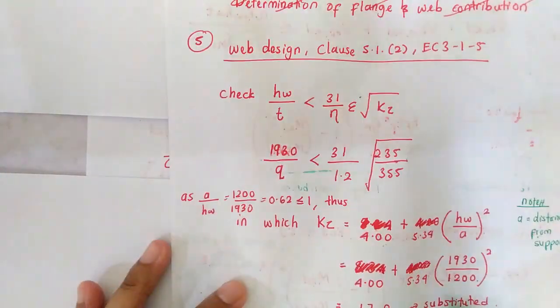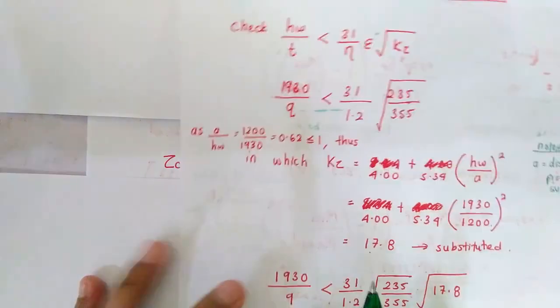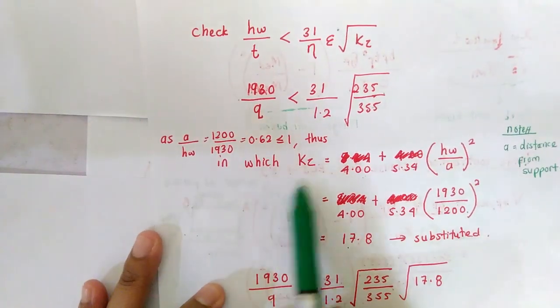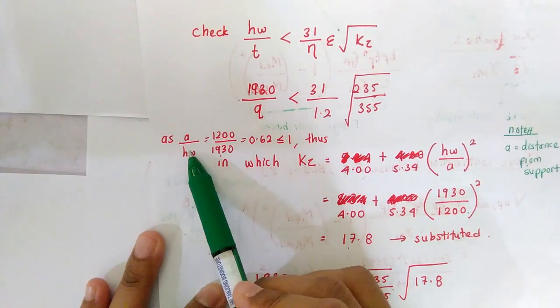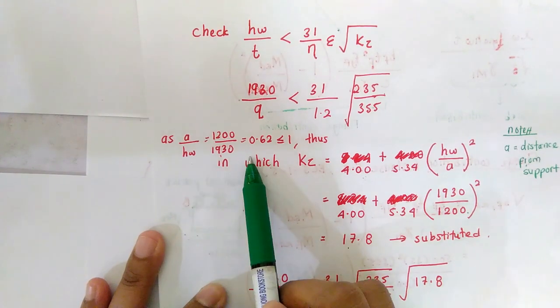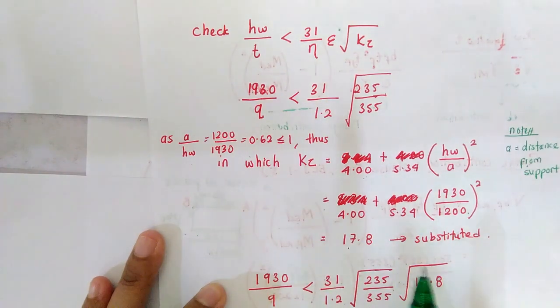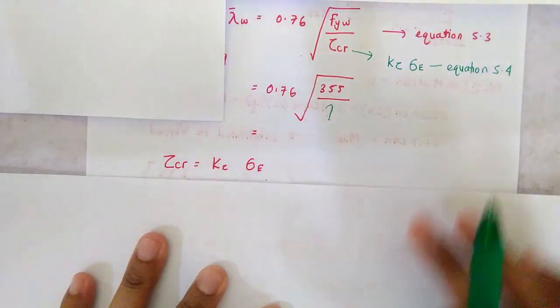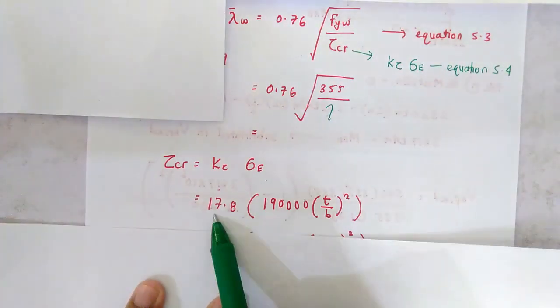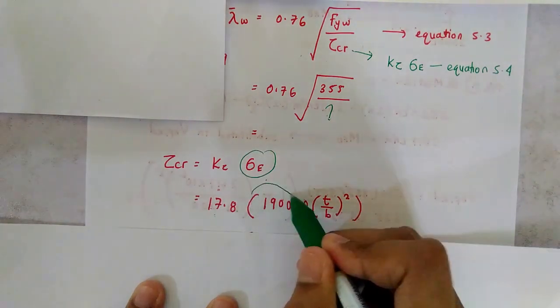When you calculated the check on the slenderness parameter ratio, you calculated this value. This value depends on whether A over HW is less than 1 or more than 1. I hope you still remember this. In our case, we already calculated it and we got 17.8.